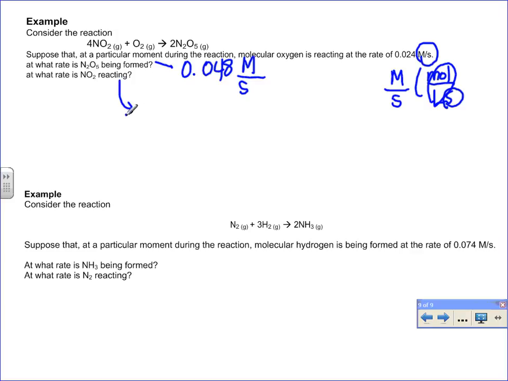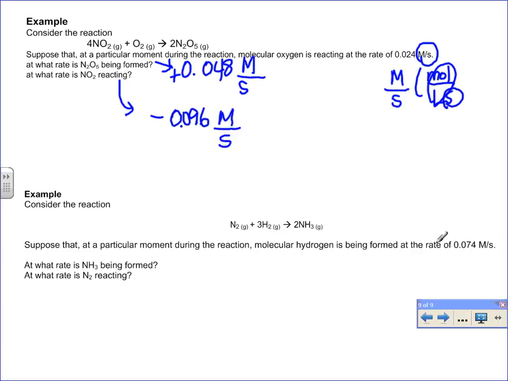The rate at which the NO2 is reacting is negative 0.096 mole per liter per second. It's got a negative rate because it's a reactant and it's being consumed, so its concentration is decreasing over time. And it's 4 times the rate of the oxygen being consumed because the ratio between them is 1 to 4.